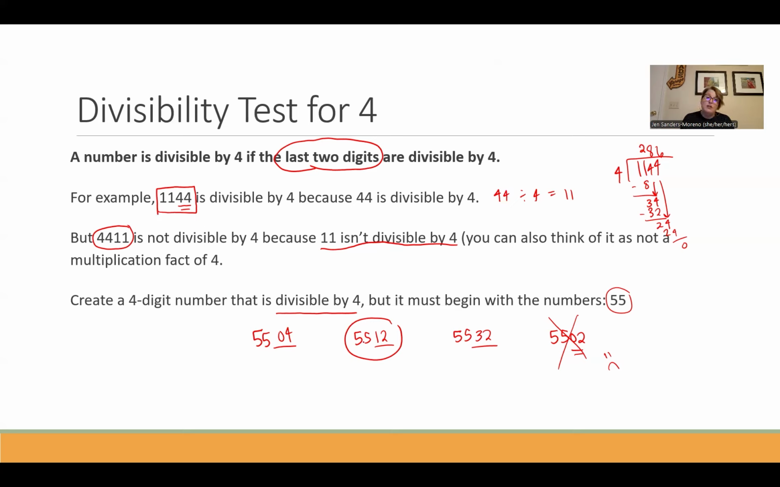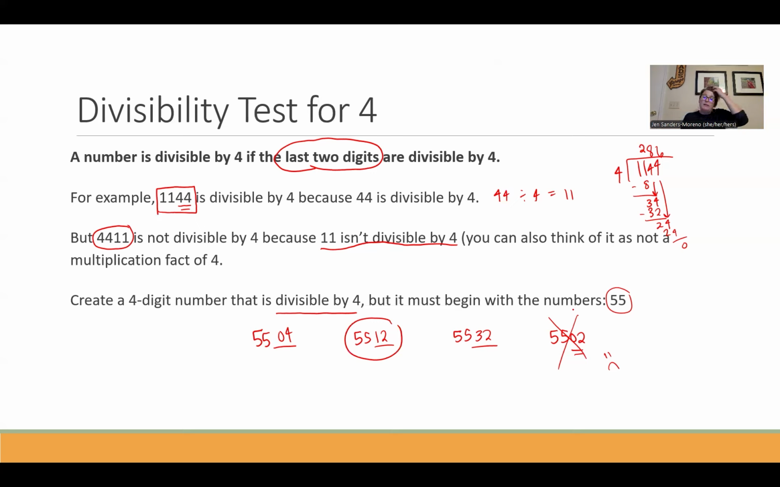And if you have two digits that aren't, so like this one, if the last two digits aren't divisible by 4, then you could show that it's not going to work, that I'm going to get a remainder of something.